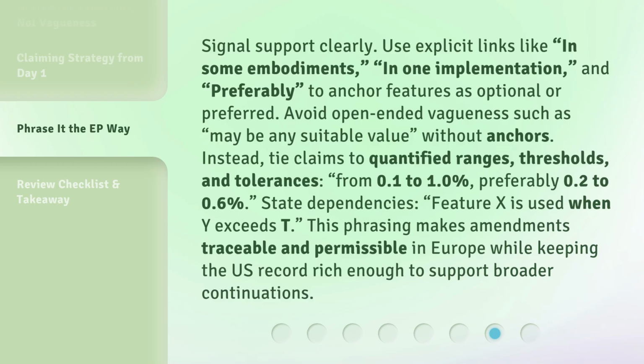Instead, tie claims to quantified ranges, thresholds, and tolerances, from 0.1 to 1.0%, preferably 0.2 to 0.6%. State dependencies. Feature X is used when Y exceeds T. This phrasing makes amendments traceable and permissible in Europe, while keeping the US record rich enough to support broader continuations.